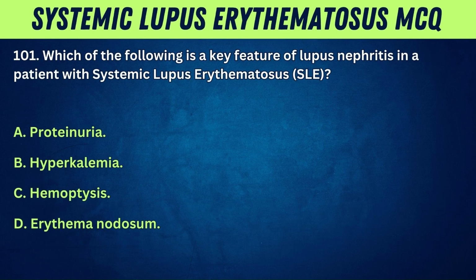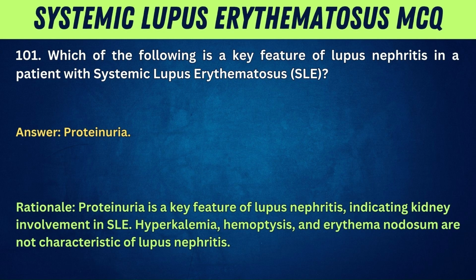101. Which of the following is a key feature of lupus nephritis in a patient with systemic lupus erythematosus, SLE? A. Proteinuria. B. Hyperkalemia. C. Hemoptysis. D. Erythema nodosum. Answer: proteinuria.